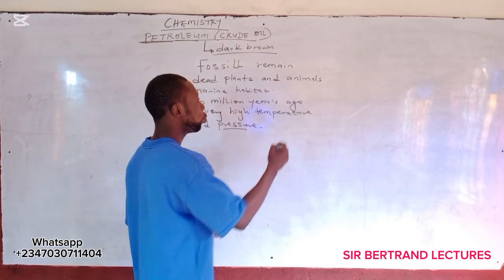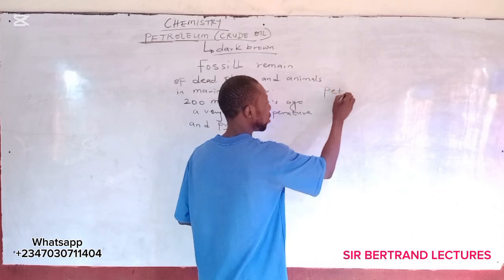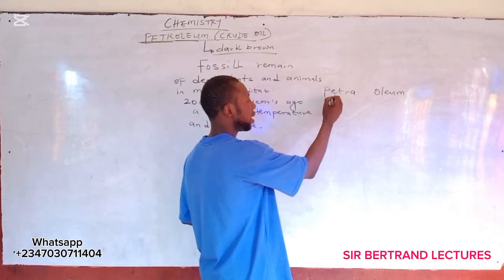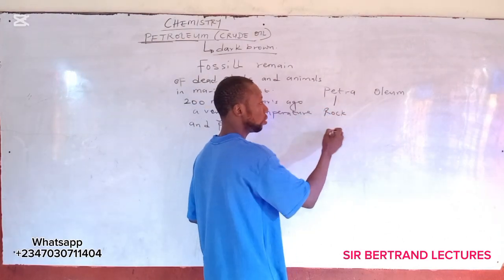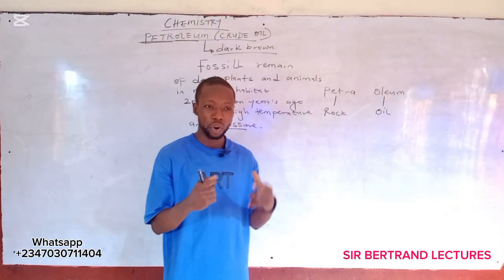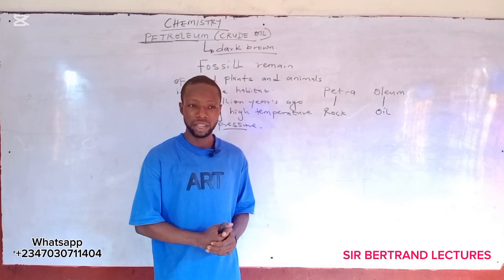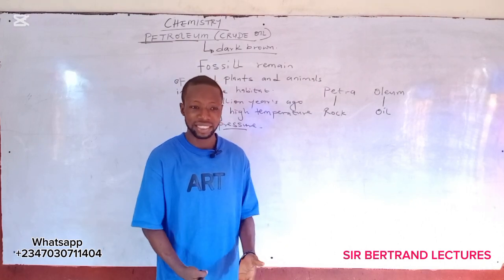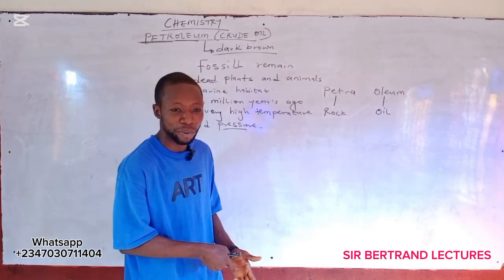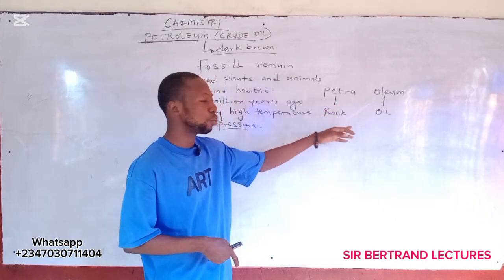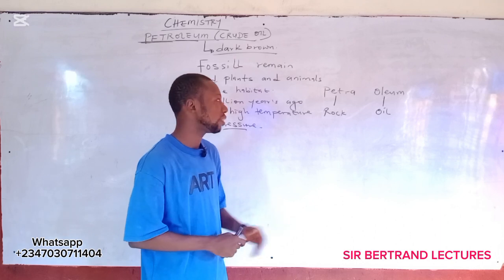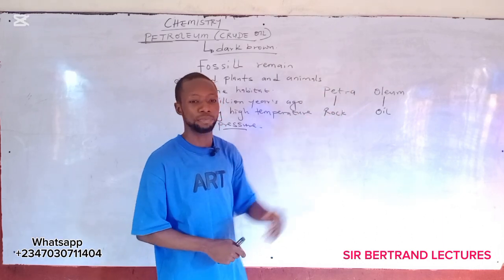The two words are petra and oleum. Petra means rock, and oleum means oil. So it is described as oil rock, because they are produced naturally inside the ground, at a very deep part of the ground. That is where petroleum is found. Most times it is found inside rock. That's why the name is petra and oleum.